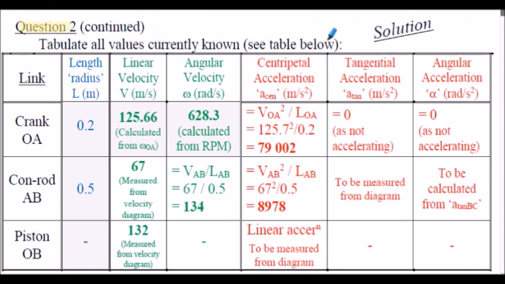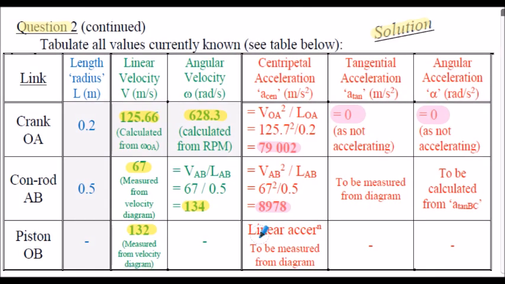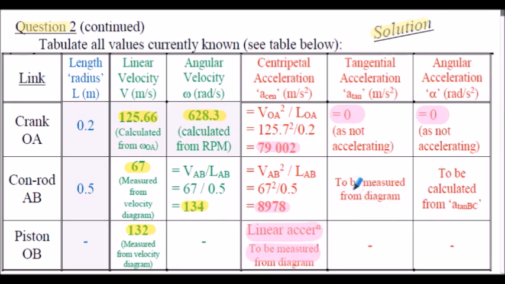Question 2, solution continued. As previously, we can now start to populate the values in our table for the linear and angular velocities, and we can determine the centripetal acceleration of the crank and the conrod. Again, in this question, there is no angular acceleration of the crank, so there's no tangential acceleration to consider, but we will need to measure the linear acceleration of the piston relative to fixed point O, and also measure from our acceleration diagram the tangential acceleration of the conrod, and then calculate the angular acceleration of the conrod.